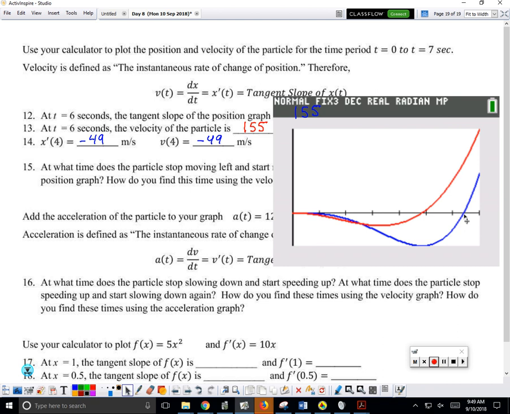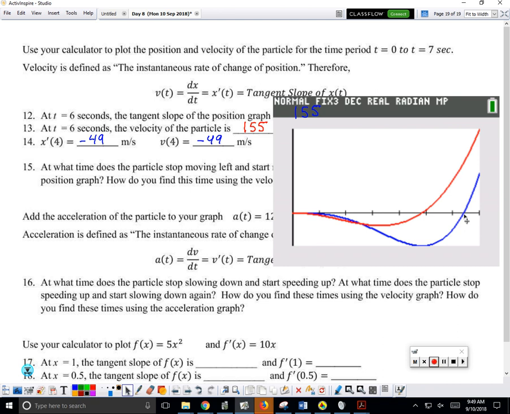So how do you know when the particle stops moving to the left? Hands, come on, show me. Let's go, Jane. It passes the 0 on the X. So you're looking at the blue or the red? The red one. The red one. So we want to know how to find out.